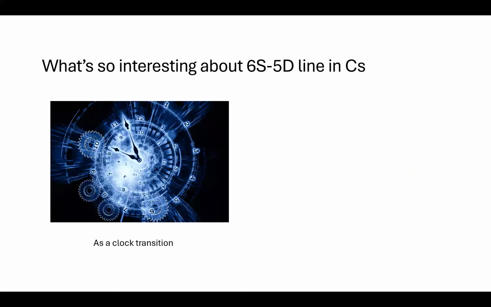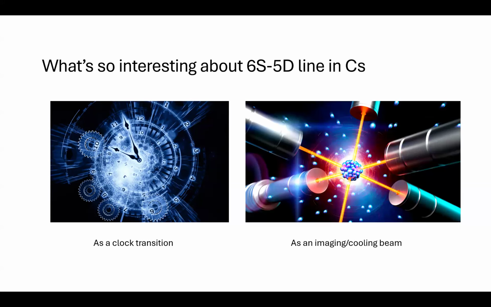One is that we can use it as a clock transition. I started with this motivation even though we are not going to do a clock transition in our lab, because there is a research group in the physics department itself, I think Chen Lug's group, interested in this transition as well, and even at Wisconsin, Madison, there is a group trying this transition as a clock transition. So just to give you an overall picture, I will also explain this transition's application as a clock transition. Then what we are going to use it for in the lab is as an imaging and cooling beam. So I will also explain that.